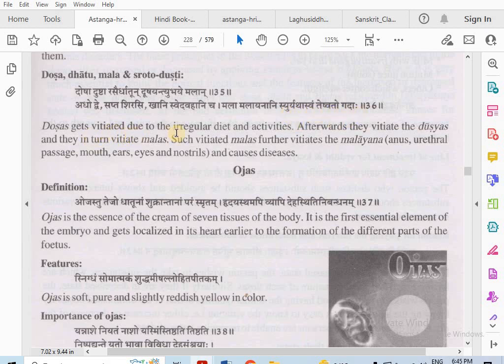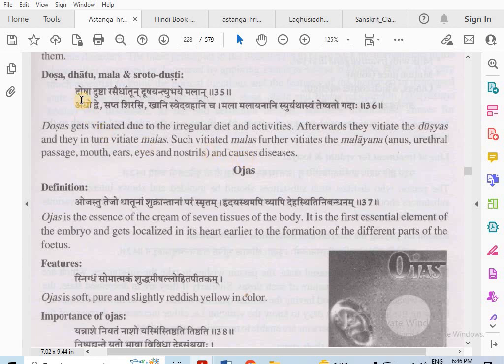Doshas get vitiated due to irregular diet and activities. Afterwards, they vitiate the dushyas, and they in turn vitiate the malas. See, one by one, everything is connected. Such vitiated malas further vitiate the malayana. Malayana means the sites of waste product: anus, urethral passage, mouth, ears, eyes, and nostrils. These are the sites of waste products, and this causes the disease.